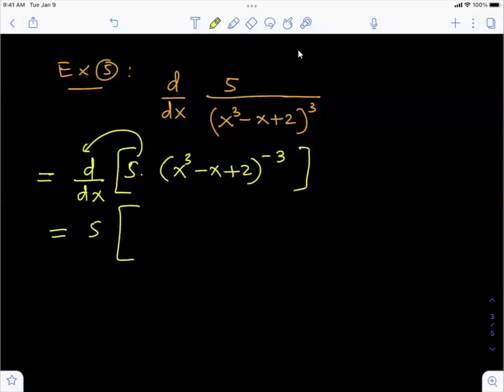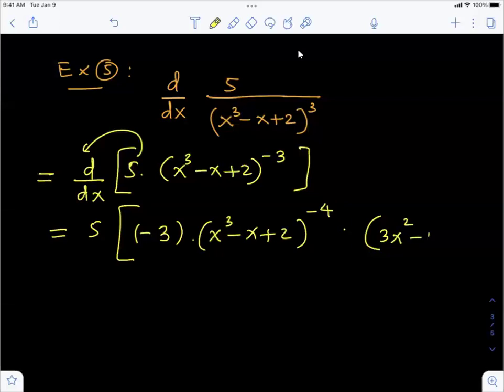So 5 times. Now take the derivative of this component. That is nothing other than exactly what you have seen already. So the power rule. So negative 3 times x cubed minus x plus 2 to the negative 4th power. Check how we got that. That is the outer layer of the chain rule. And then the derivative of the inner component, 3x squared minus 1. And that is our derivative.